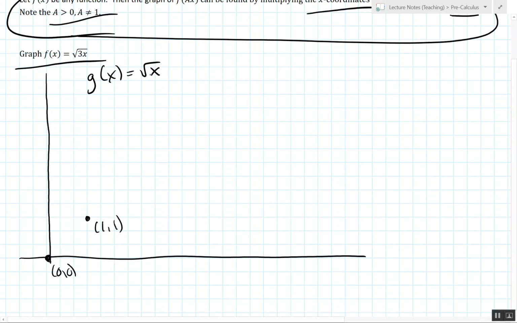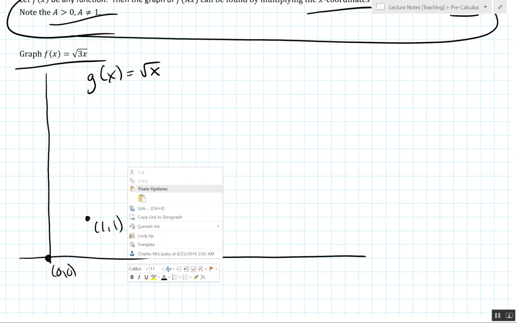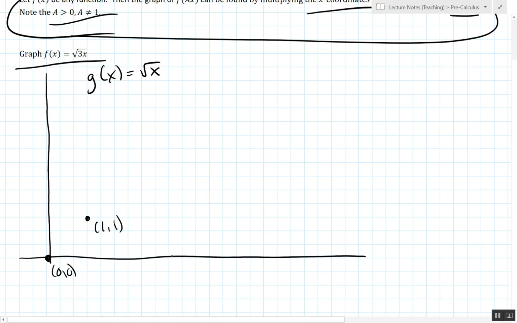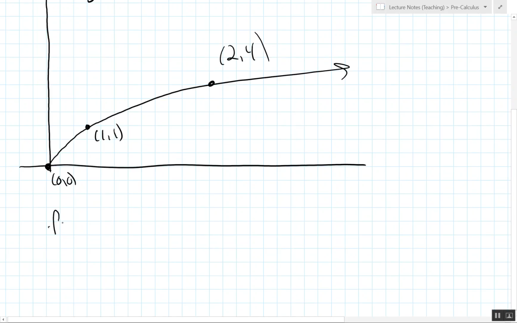So at 4, we will be at 2. So here's 2, 3, 4. So here's the point 4, 2. And we will let it keep going like that. And there we go.